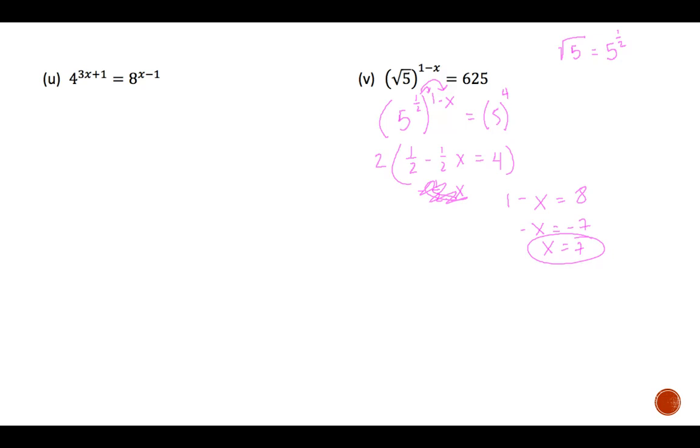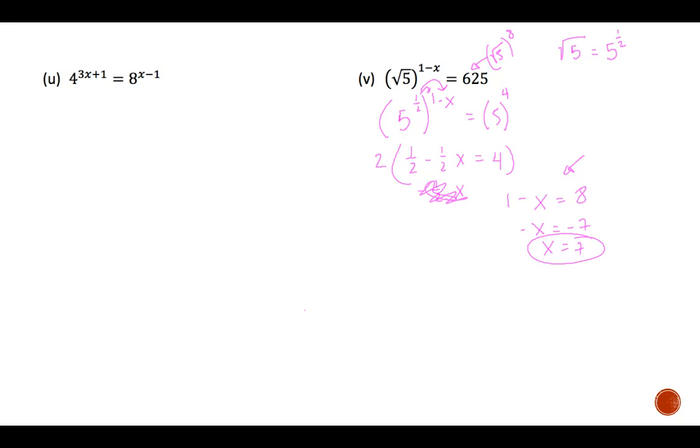But I guess you could have also changed this if you really wanted to. This is actually the same thing as the square root of 5 to the power of 8. If this is 5 to the power of 4, it's going to be the square root of 5 to the power of 8, and that could have gotten you directly to this point if you wanted. If you didn't want to multiply through by 2, that would have been fine as well.